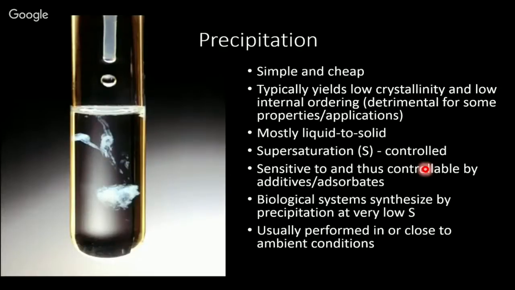So precipitation. These are some of the properties of precipitation, and they are the reasons why I like this method. It's simple. You can turn your kitchen into a lab, in a way. It's usually cheap, so you avoid expensive, complex setups. That's another reason. It really depends what you want to have. But another property, sometimes not so desired, is low crystallinity and low internal ordering. So you can get amorphous materials very easily.